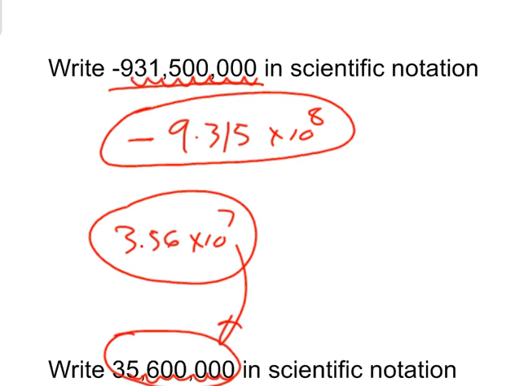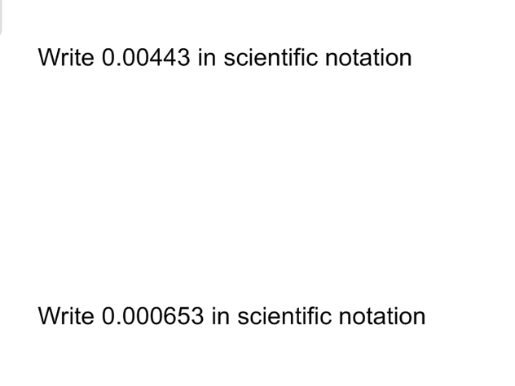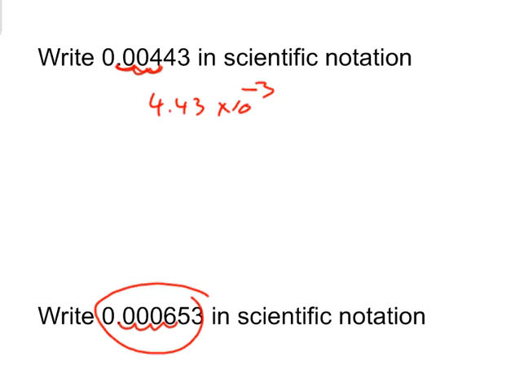We've got a couple more practice problems here. In this one, I'm going to move 1, 2, 3. I stopped right there because I had a digit that was somewhere between 1 and 9. So I've got 4.43 times 10 to the negative 3. This one, move it 1, 2, 3, 4. So I've got 6.53 times 10 to the negative 4.